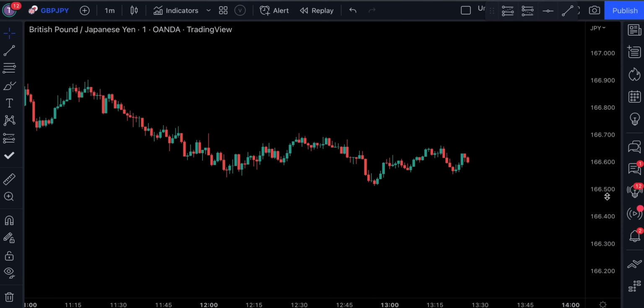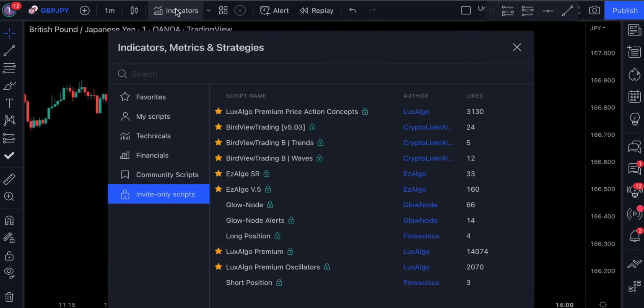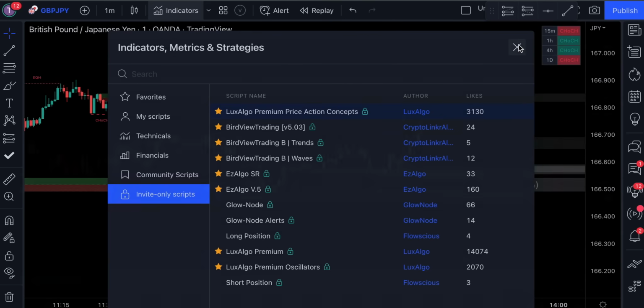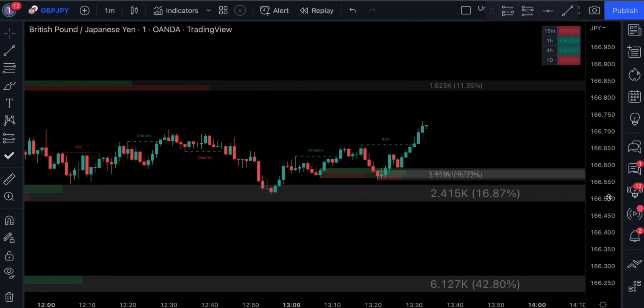Okay, so in order to add this indicator to the chart, we need to head over to the indicators section and select the Lux Algo Premium Price Action Concepts. So we have the indicator installed, and now let me quickly explain what it consists of.